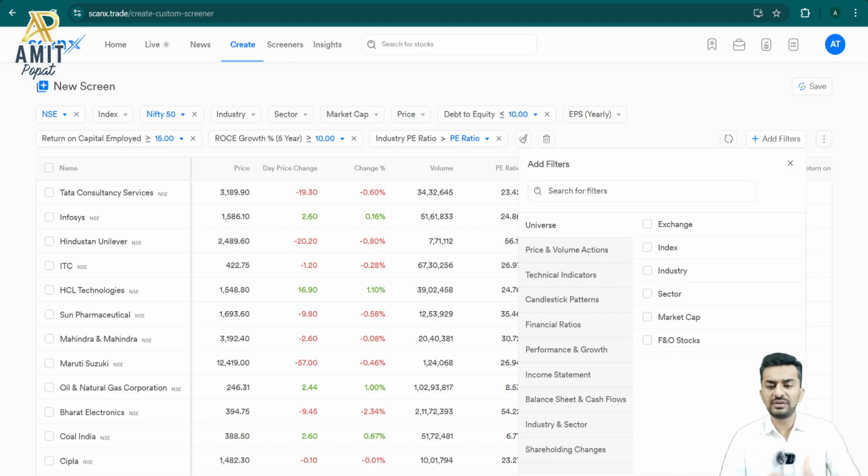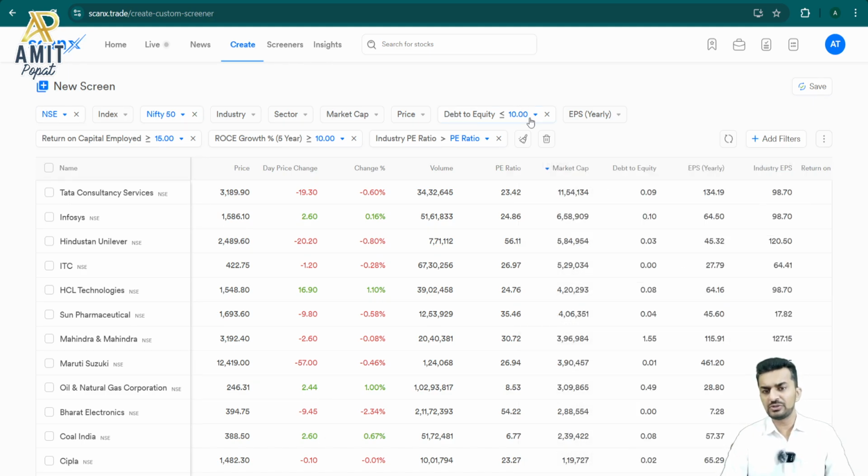One more thing I would like you to do is, every time you are putting a filter, just go to advanced. Like for example, I'm going over here the filter of debt to equity ratio. Here there is nothing called advanced, but wherever there is advanced formula, like over here, you should definitely look at that.